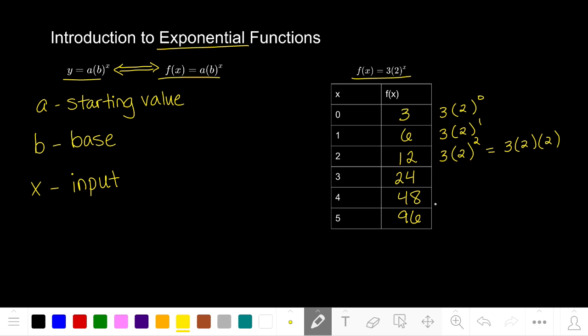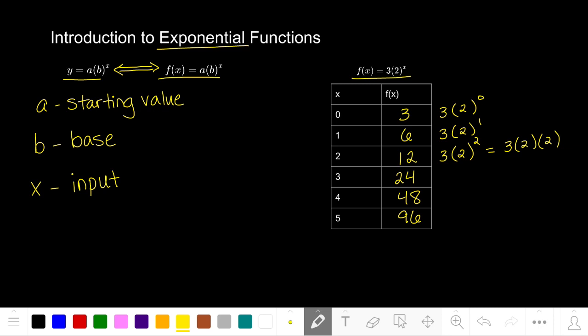Now, this is a pretty dramatic increase across only an increase of 5 in our input. We went from an increase of a total of 5 in our input to an increase of 93 in our output. And this is one of the main characteristics of exponential functions. They grow or decay very, very rapidly.